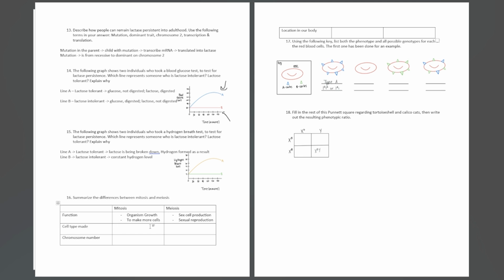So a cell type made for mitosis is going to be a diploid cell, diploid somatic cell, and the cell type for meiosis is going to be haploid gamete cell. The chromosome number is 2n equals, let's give the example for humans, 2n equals 46. And the chromosome number for meiosis is going to be n equals 23. Right? Good. So we can go over what that means.